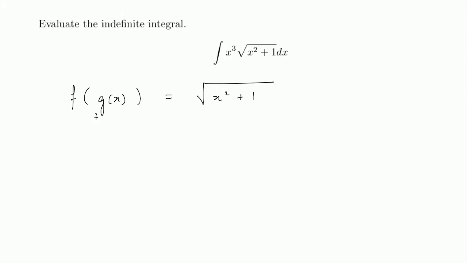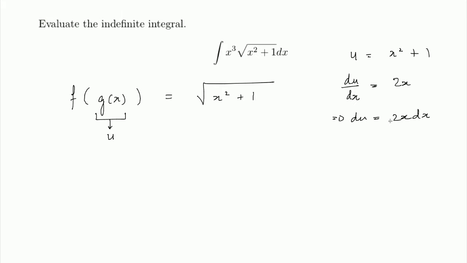So the inner function, as usual, is going to give us u, our substitution variable. Now, substitution variable u is going to be x squared plus 1. What do we have to get rid of? We have to get rid of x cubed and dx. Well, let's do it the usual way and see what happens. Du over dx is going to be 2x, which means du is going to be 2x dx.